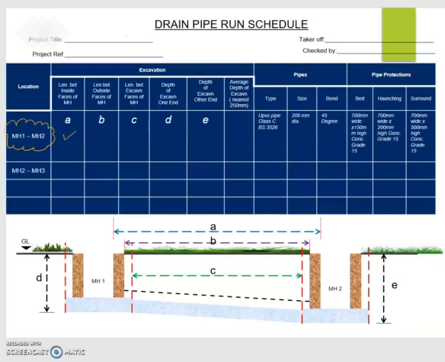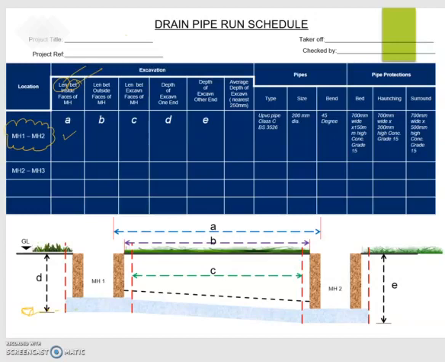C is the excavation between the faces of manhole. LEN stands for length, BET stands for between. And the depth of excavation is D, from the ground to the invert level, here.